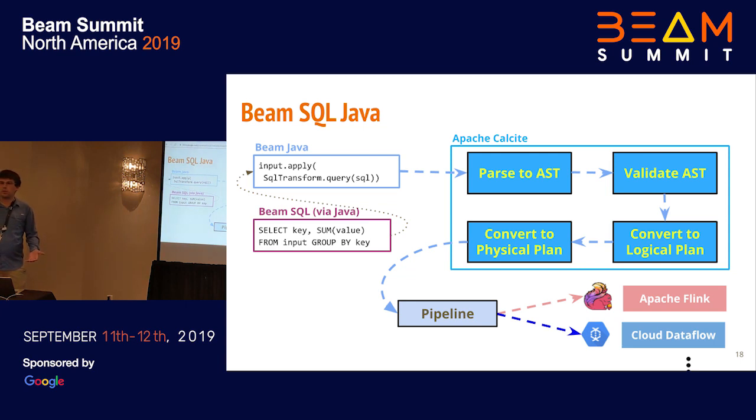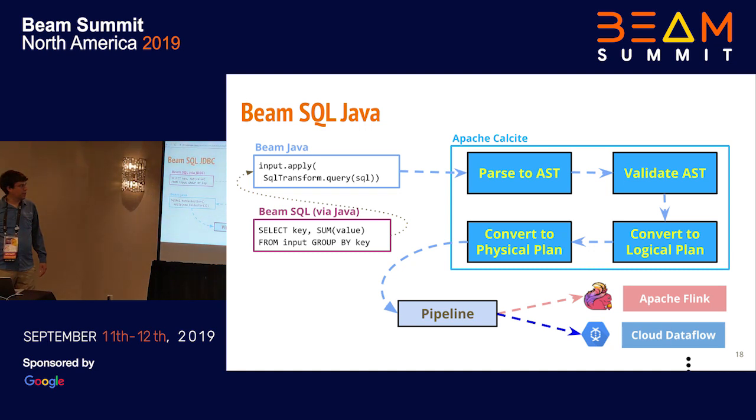We've just provided some rules on how to translate a logical plan into a physical plan, and then how to convert that physical plan into a Beam pipeline. But if you look at the code base, it's a very small layer on top of Calcite.